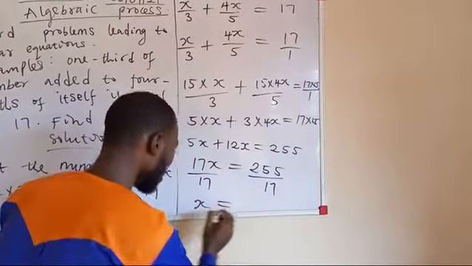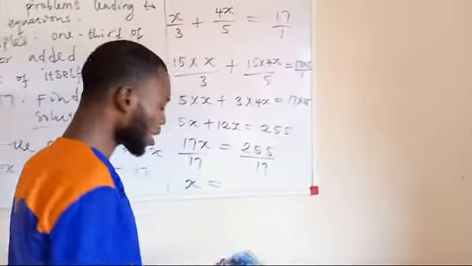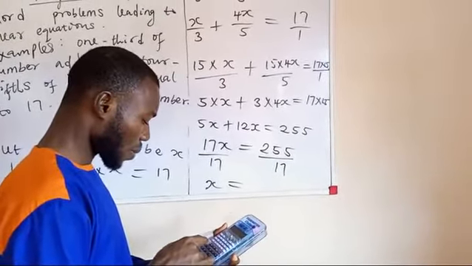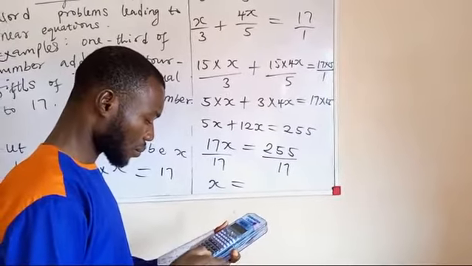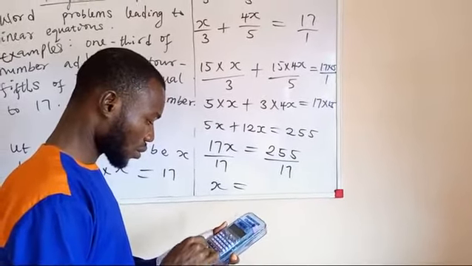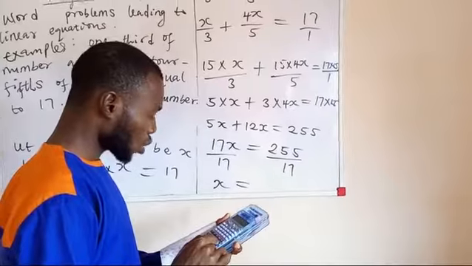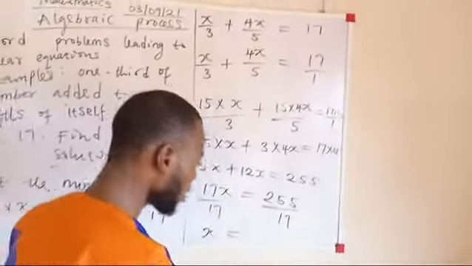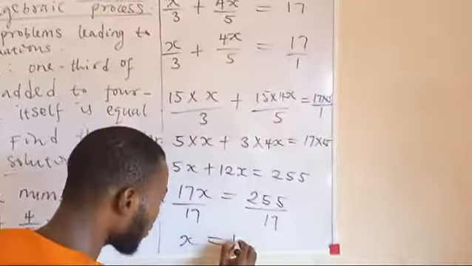So x will now give us 255 divided by 17, which is going to give us 15. That means x is 15.